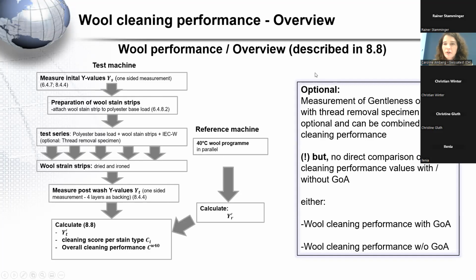As an option, you can also measure the gentleness of action with the thread removal specimen. This is optional and can be combined with the cleaning performance. But it is important to mention that there is not really a direct comparison of wool cleaning performance values with and without gentleness of action. So you have to mention whether you do it with or without gentleness of action, and you should not compare wool cleaning performance results with gentleness of action and results without it, because it can have an impact.